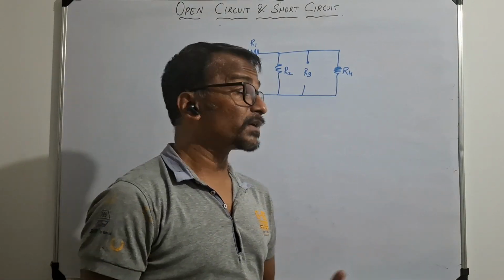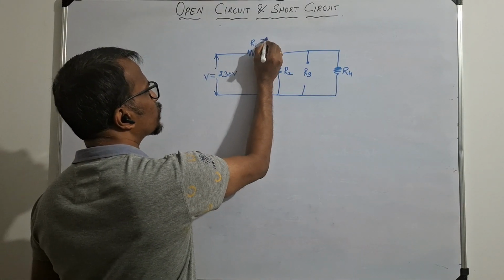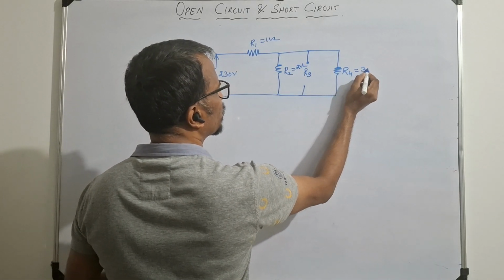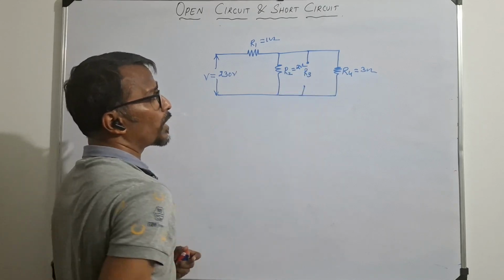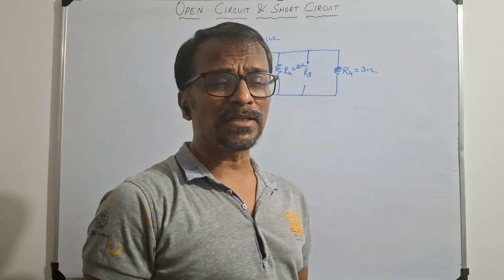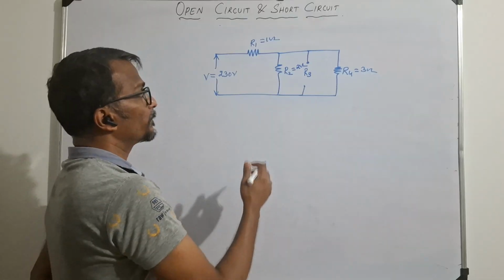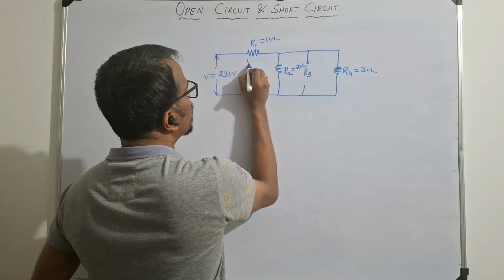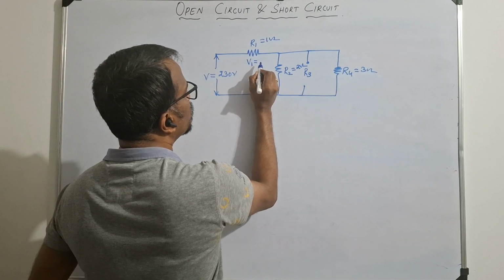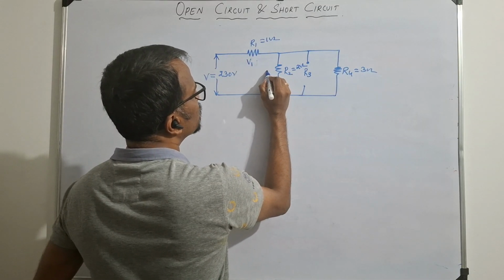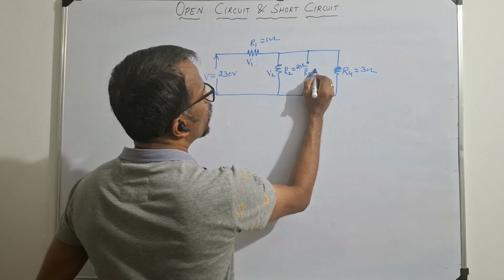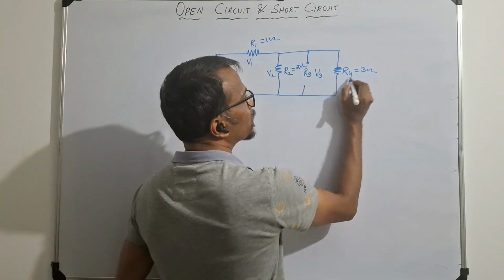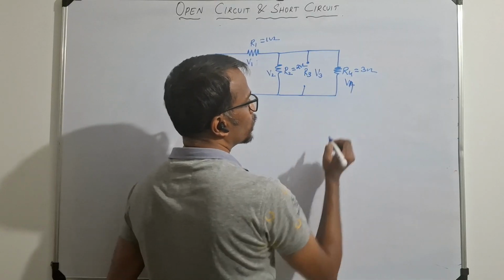Okay, voltage across is 230 volt. You can take this as 1 ohm and 2 ohm. Then this is 3 ohm. The open circuit R3, you know what the value of resistance is. Now, I want to know the voltage across resistance R1, the voltage across resistance R2, the voltage across resistance R3 and the voltage across resistance R4.